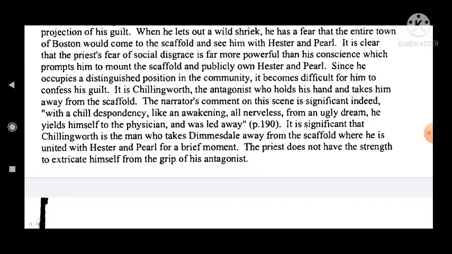Since he occupies a distinguished position in the community, it becomes difficult for him to confess his guilt.